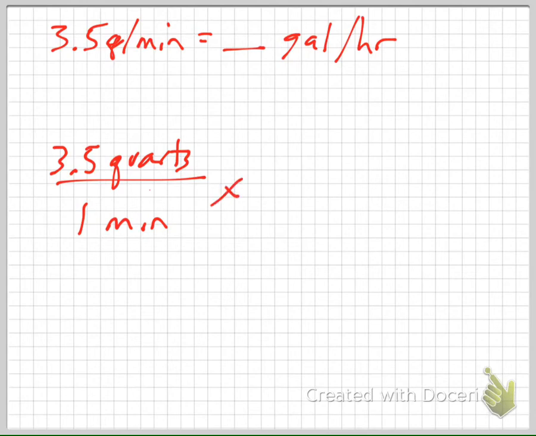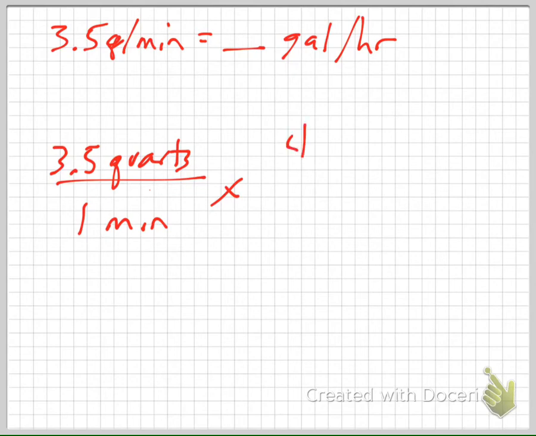And we're going to multiply that by 1. We're going to multiply it by 1, and then we're going to multiply it by 1. Except instead of by 1, we're going to multiply it by 1 in the form that we want. We need to get gallons and hours, right? How many quarts are there in a gallon? 4. You need to know there's 4 quarts in a gallon.